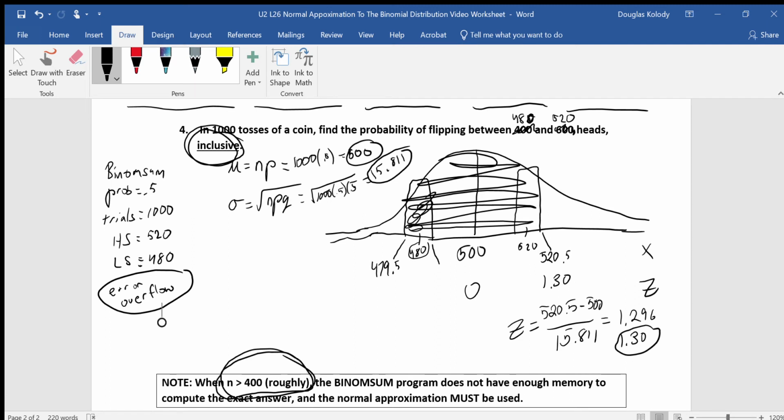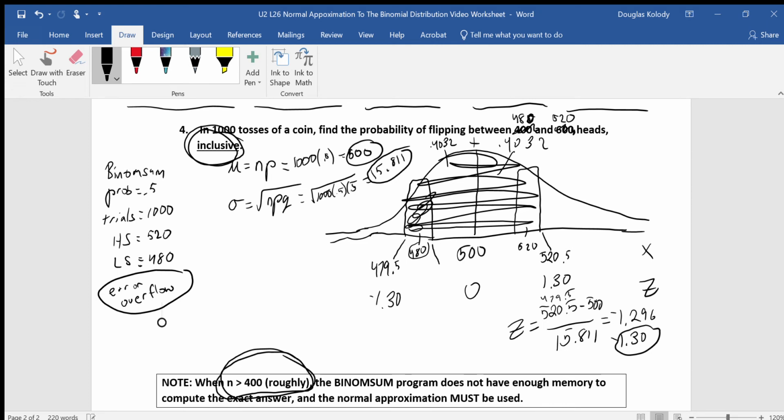I don't know if you realize it, but 480 and 520 are equidistant. So if I did use 479.5, I'd get a z-score of negative 1.296, or negative 1.30. All right, and so I need to look up 1.30 on my z-table. And what do you get when you look up 1.30 on your z-table? You get 0.4032. And you also get 0.4032 here.